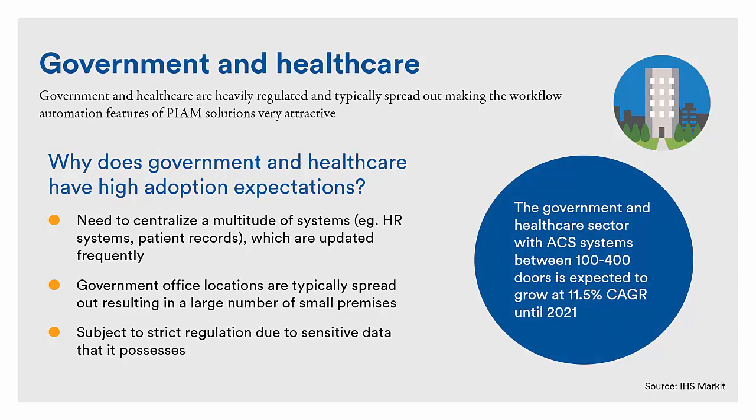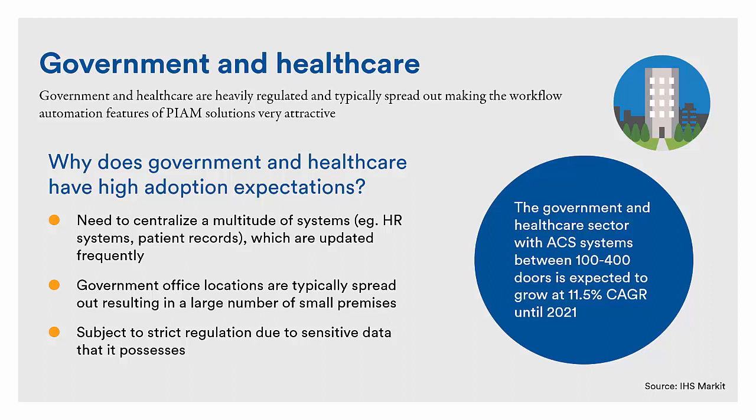Now, the combined segments of government and healthcare sectors are areas of growth for identity and access management. The high priority that the sector places on security and the heavily regulated nature of their business operations make the workflow automation feature of identity and access management very attractive. Now, these physical identity and access management systems can link with HR and even patient records, which are updated frequently, meaning that they can be more flexible as well as more secure.